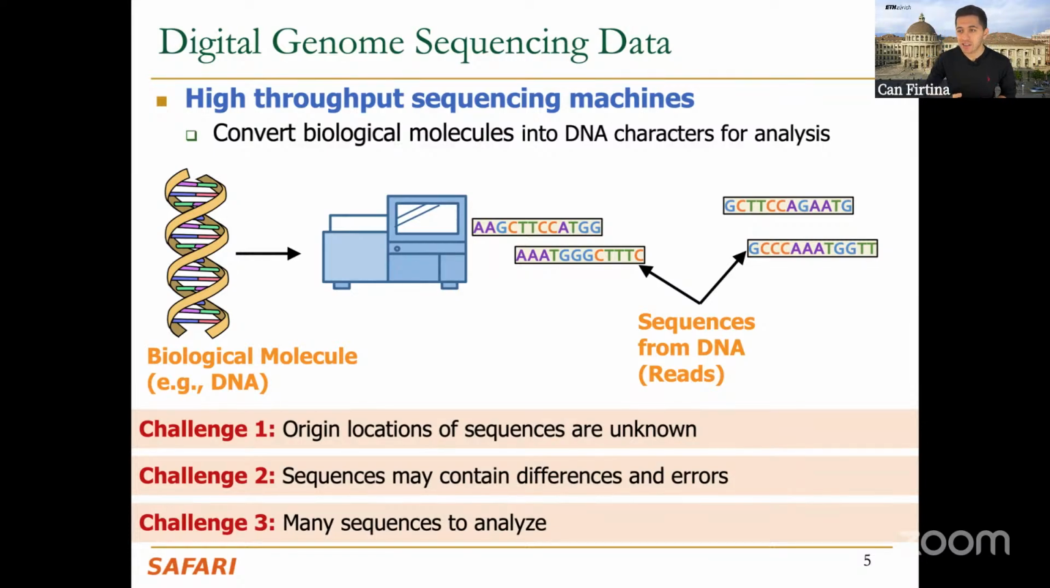So this coverage is needed because a single read may contain errors, or we may not be able to analyze that read correctly. But having multiple copies for the same region in the genome enables us to make more accurate decisions, more accurate analysis. So that's why we have multiple sequencing depth of coverage, and that's why we also have many sequences to analyze, because one copy for now is not enough.